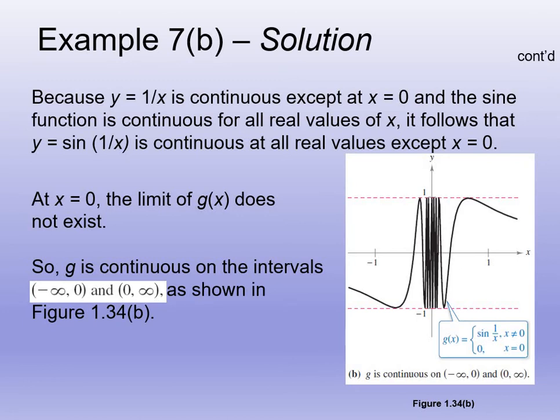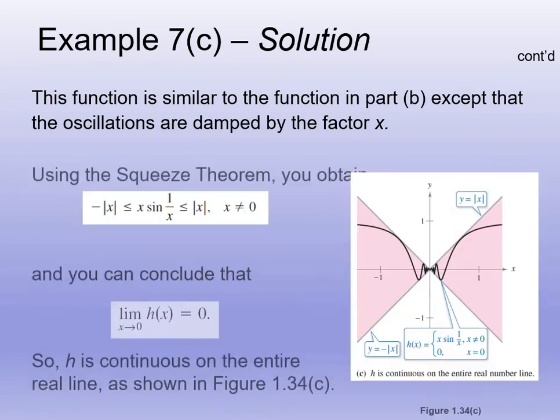And then what happens here? We stick that into sine of x. So sine of 1 over x is continuous at all real values except for at x equals 0. Okay? Since g of x didn't exist at x equals 0, sine of 1 over x will not exist there either. Okay, so this function is continuous from negative infinity to 0 and from 0 to infinity, but is not continuous at 0 because 1 over x is not continuous at 0. Okay? So look at the last one here.